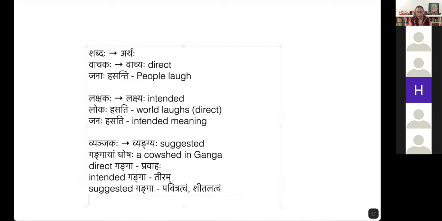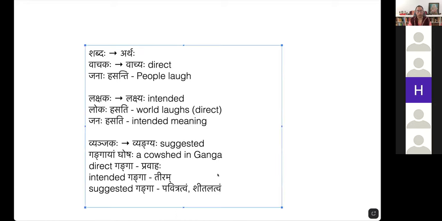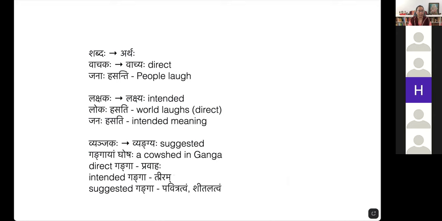So, for example, let's take another example. Here in this Gangayam Goshaha, suppose all I want to highlight is the Samipyam, then it still works. Nama Ganga Tire Nama Samipe Tatra Tire Eva Asti Samipyam Eva Dyotyate Iti. If I want to only say that, yes, that can also happen. Then it is only a lakshana. There is no vyanjakatvam there.